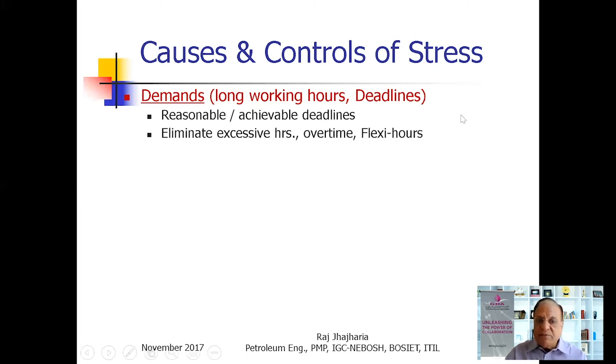Also, eliminate excessive hours or overtime or flexi hours. Often people get tempted to do overtime because of the money, but they forget that they are inviting stress in their life, and this might be doing a lot of damage in the long term. So sometimes what we need to do is have people doing overtime who are not in regular shift, and thereby you can avoid the same person doing the overtime, or you make the flexi hours to suit different people's timing.